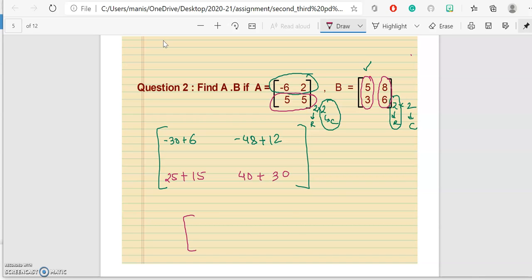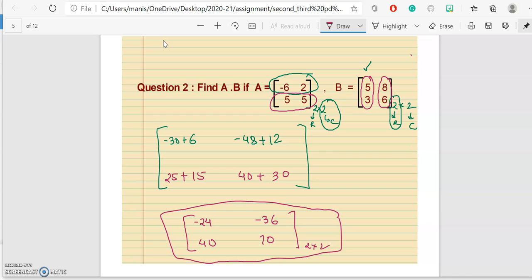Now since I'm done with this, I only have to add or subtract, which will give me my answer. And for this, I can easily use my calculator for doing these operations. And that's my answer over here. And the order of this matrix is what? 2 by 2.